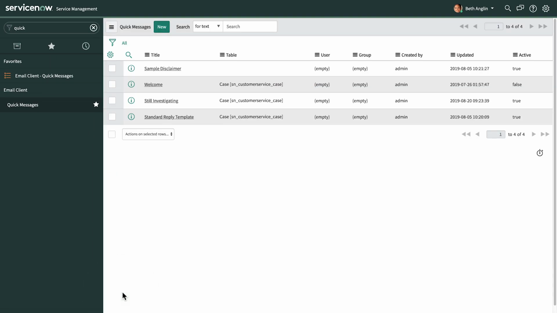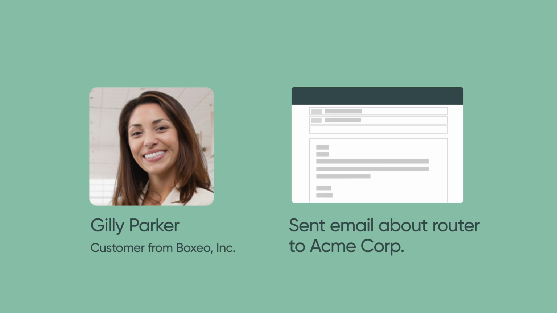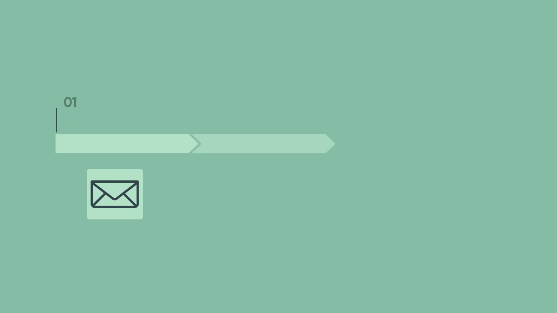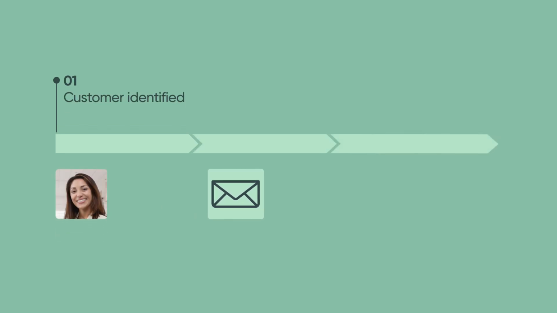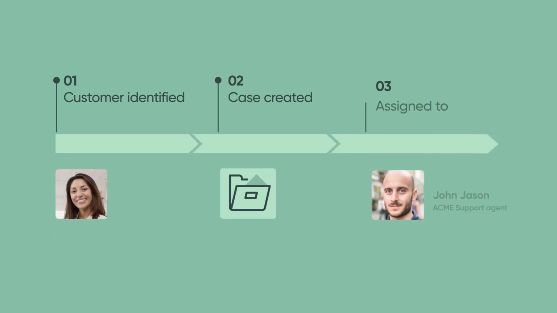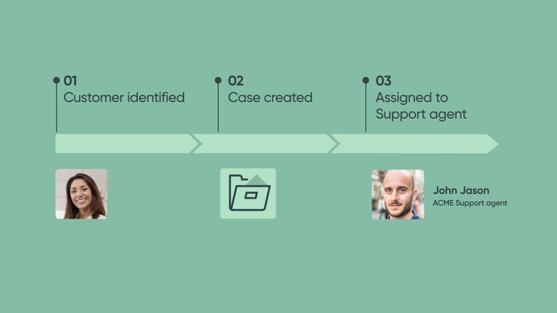Now that the quick message has been edited, let's see how it looks when in use from the agent's perspective. A customer at Boxio Inc. has sent an email about an issue he's having with a router. Thanks to the rules we defined earlier, the customer is identified, a case is created from the email, and it's been assigned to the Acme support team, just as Beth intended.